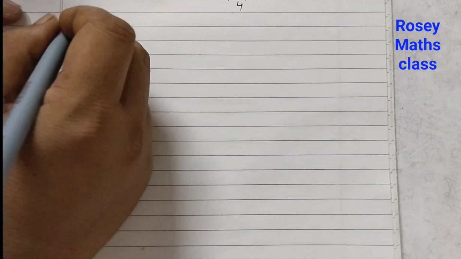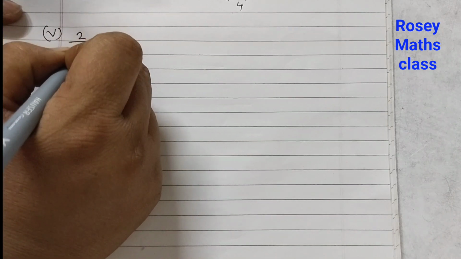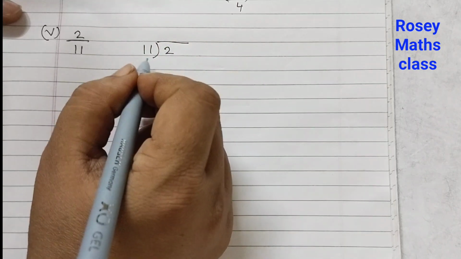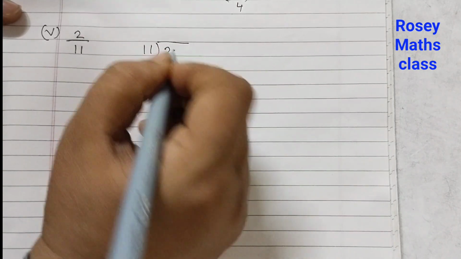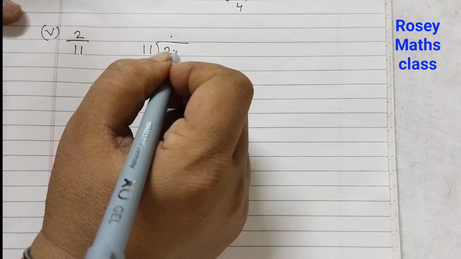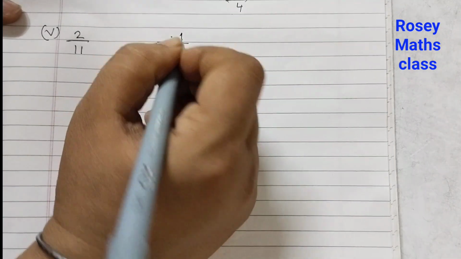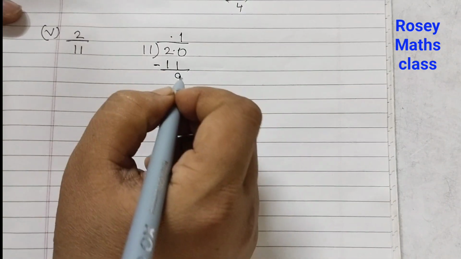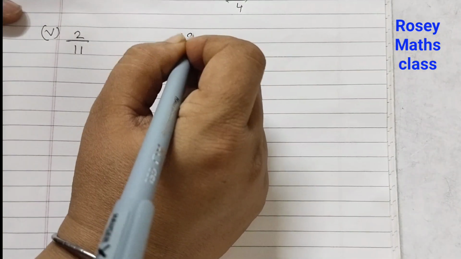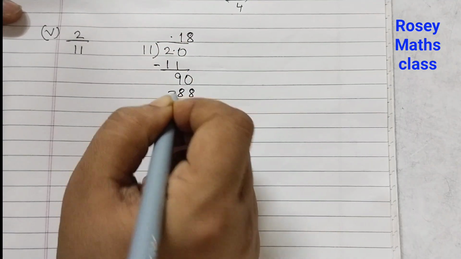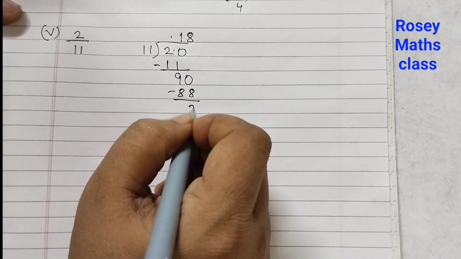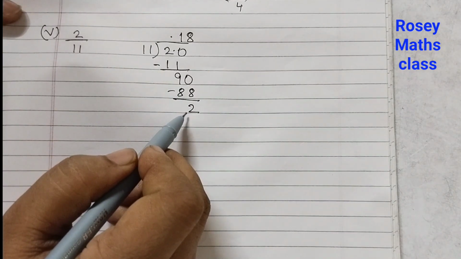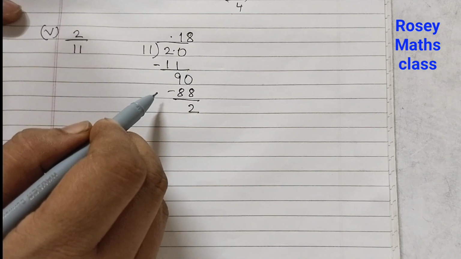Question number 5. 2 by 11. 2 divided by 11. So 2 is smaller than 11. We need to put a decimal point here. So decimal here and 0. 11 ones are 11. 20 minus 11 is 9. Put a 0. 11 eights are 88. 90 minus 88 is 2. So we started with 2. We got a 2. So that means this pattern will repeat itself again.